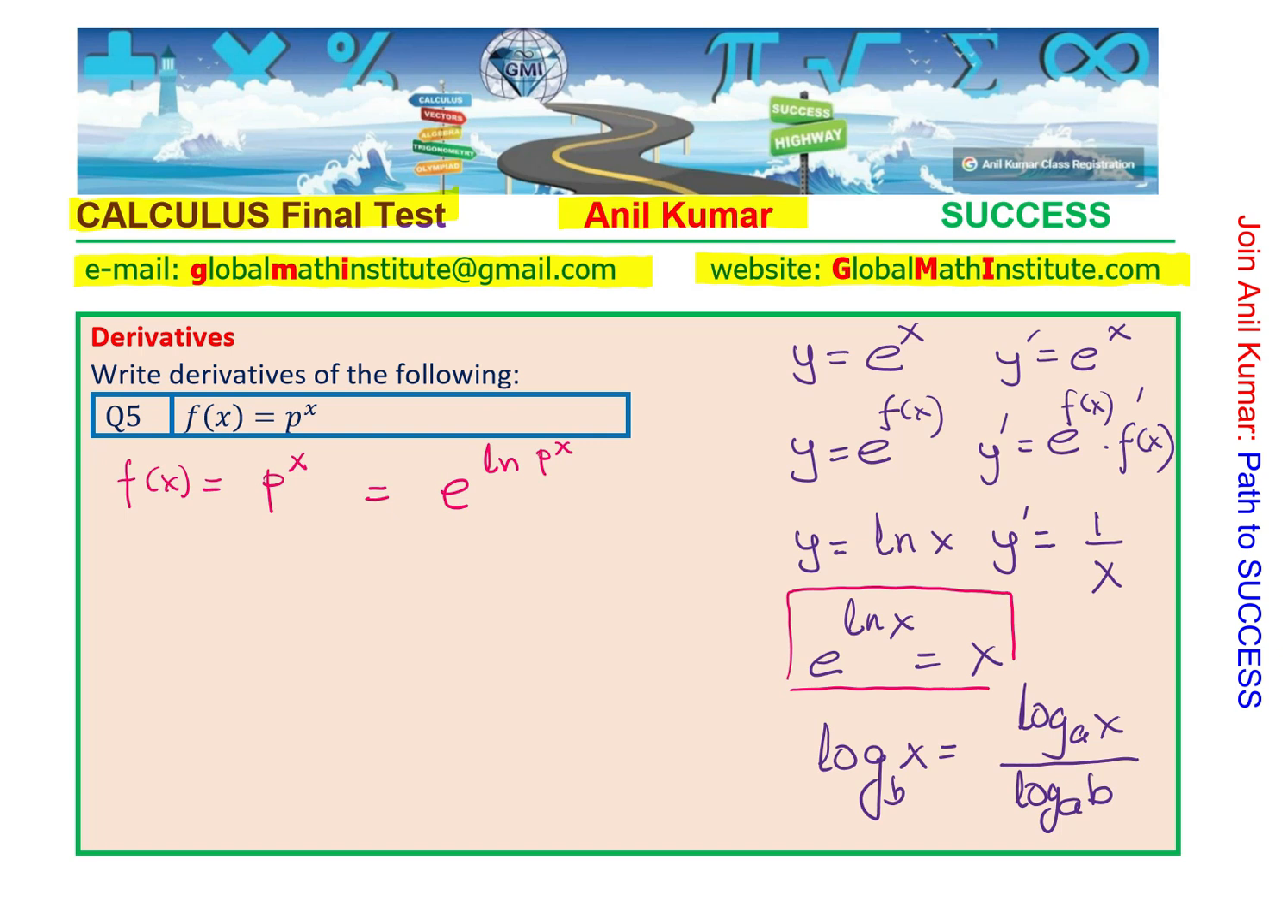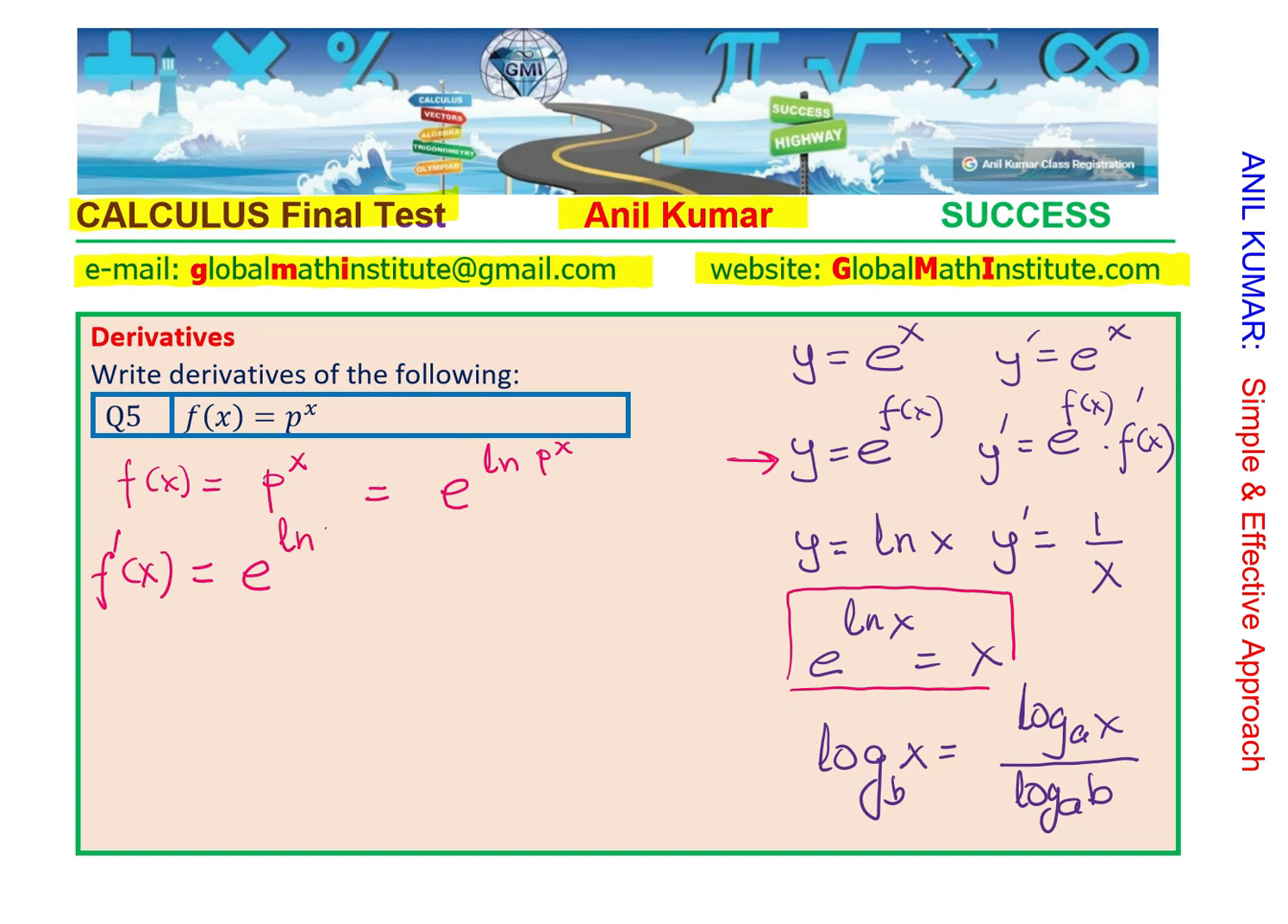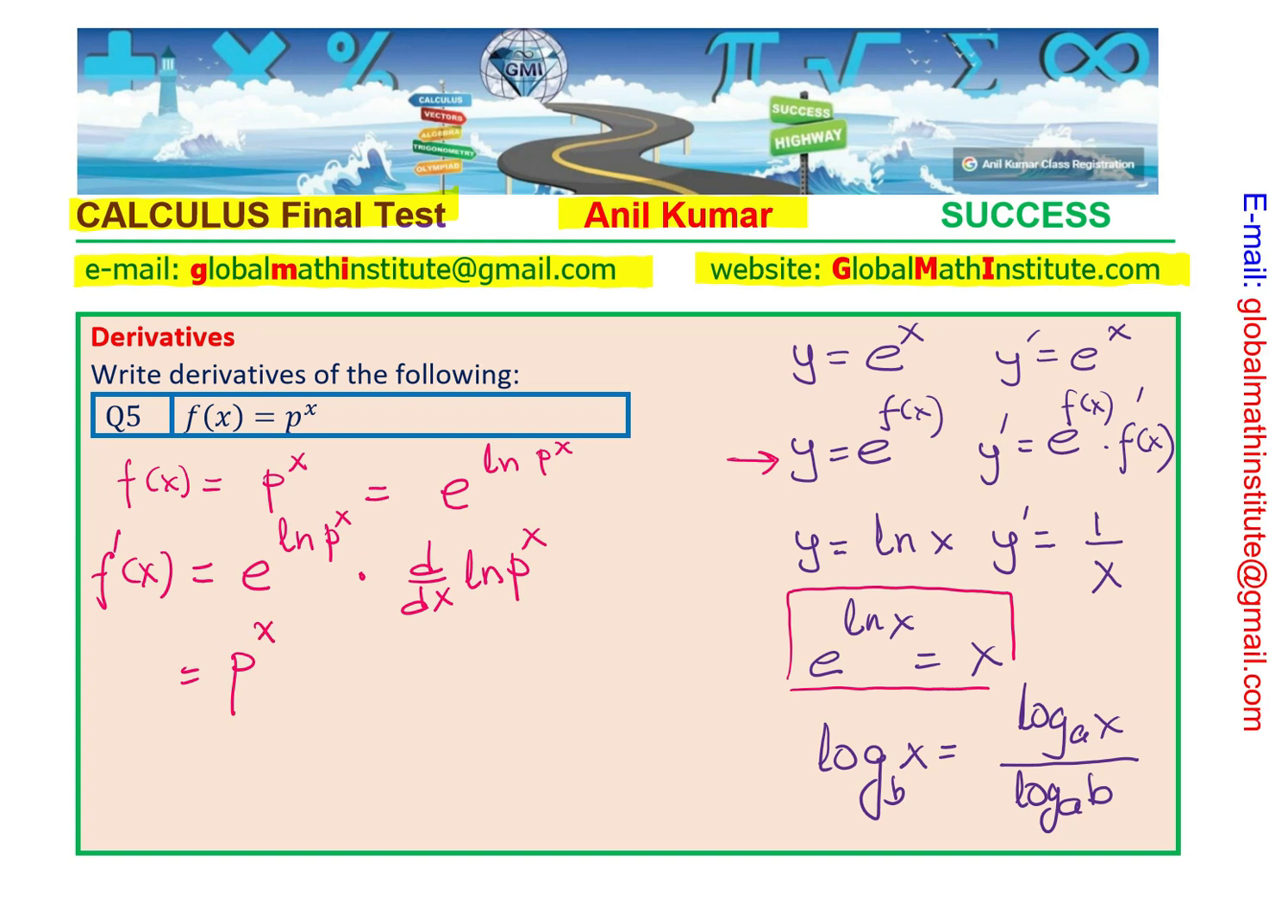Perfect. We can now easily find the derivative, applying the derivative we know of e to the power of f of x. So now the derivative of this will be the function itself, which is e to the power of ln p to the power of x, times the derivative of the exponent, which is d/dx of ln p to the power of x. Is that clear to you? All right. Now, e to the power of ln p^x, as you know, is only p to the power of x. And for this derivative, let's go one more step: derivative of x times ln p.